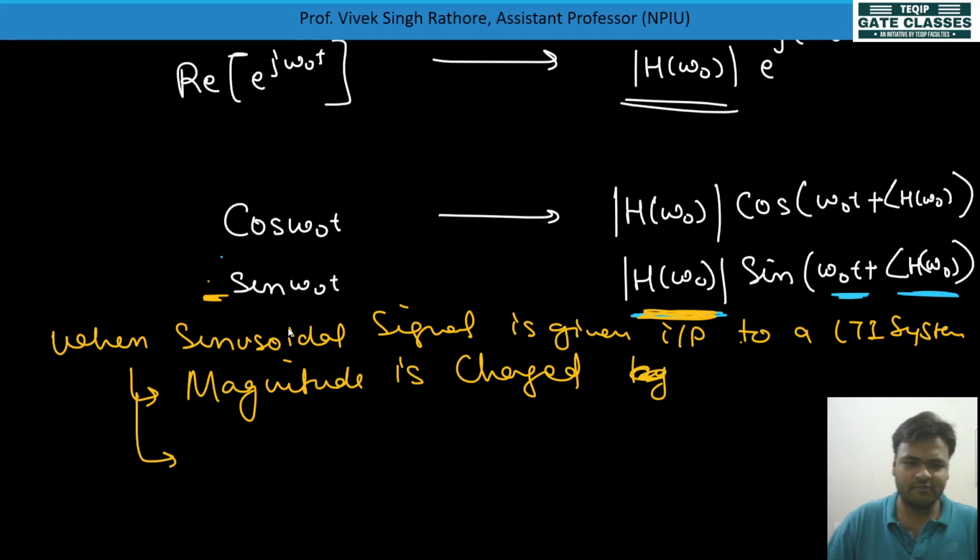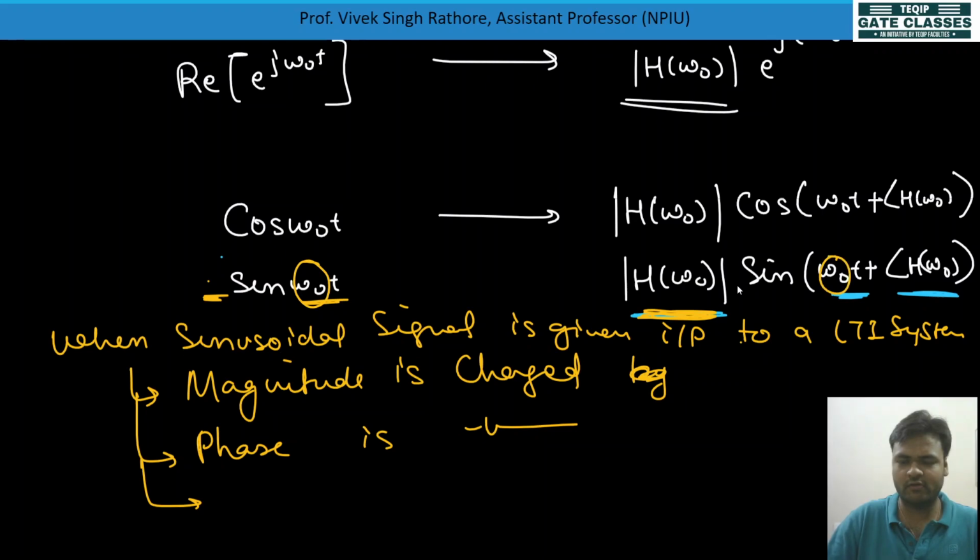Tell me, is the phase changed? Here it is omega naught t plus 0 degree phase, but here it is omega naught t plus the phase of h omega naught. So I'll tell you phase is changed. Is frequency changed? Here frequency is omega naught, and here frequency is omega naught.